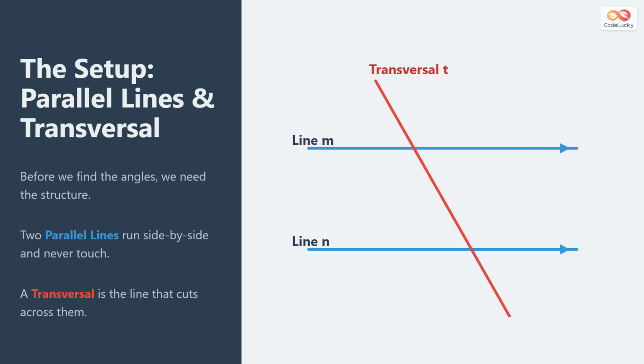First, let us set the stage. We need two parallel lines, which are lines that run side by side and never touch. Then, we need a third line called a transversal that cuts right across them. This structure creates 8 different angles in total.